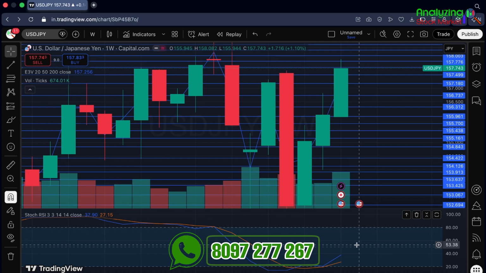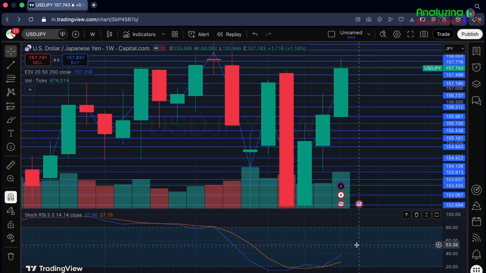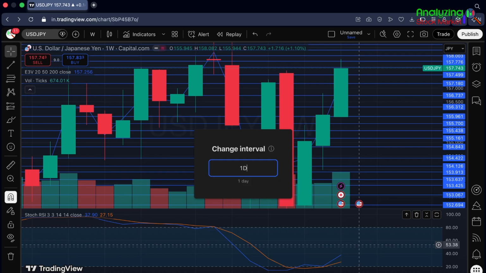But remember, as we always say, we should not only depend on RSI or other indicators. We should also look for other factors which move the pair, like any news or important events, and then make a decision according to that data. So now let's mark some important support and resistance zones on the one-day chart. Here this is the one-day chart.